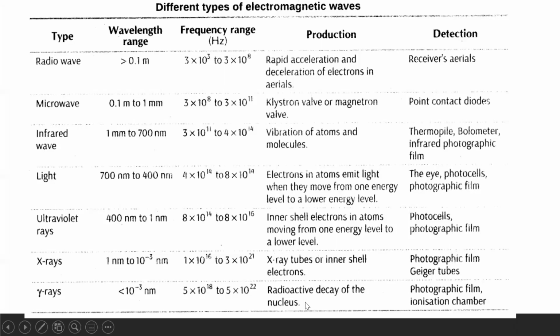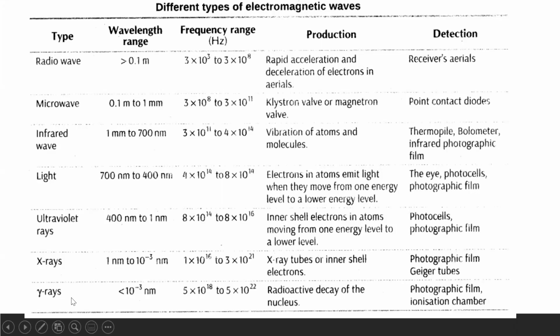Have you learned radioactivity before in lower classes? What are the three kinds of radiations emitted? Do you remember? Alpha, beta, and gamma. Gamma radiations are emitted, right? So these are the gamma rays.